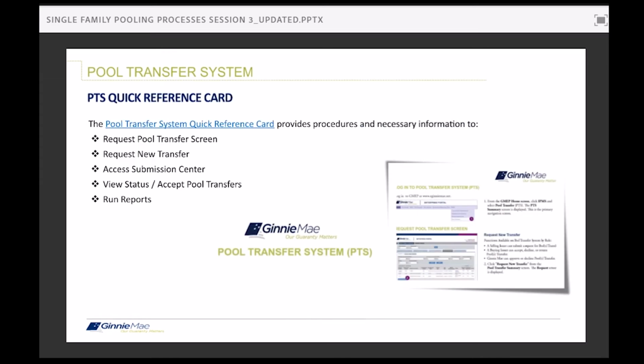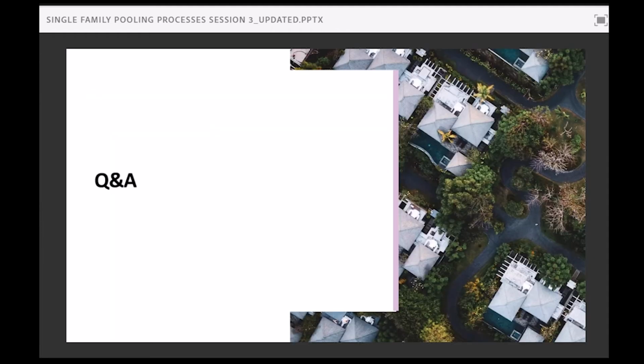We always like to do this: if it's a new system, something you have to learn, we try to give you two ways. We try to give you the quick reference card, which might work better for you, or we also give you more detail when we present the user manual, so you can go through that. The quick reference card just gives you the things quickly, a quick shot: the request pool transfer screen, request new transfer, access the submission center, view the status, and run reports. So that's what the quick reference card consists of in terms of the processing.